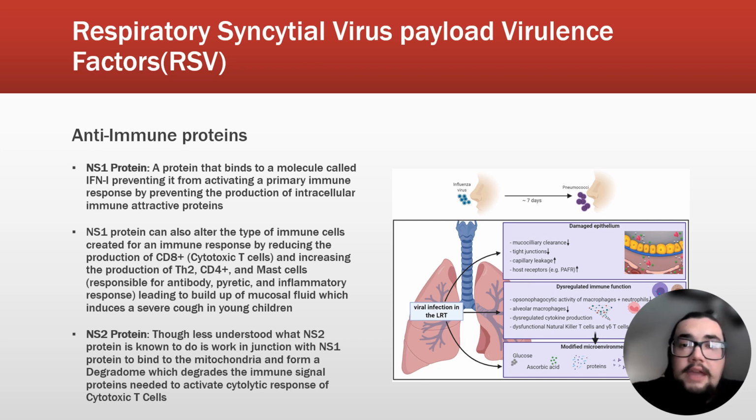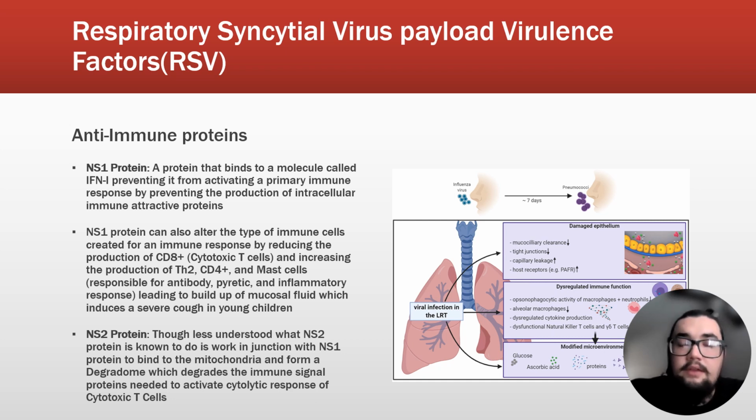So this first one that we look at, NS1 protein, is going to bind to a molecule that your host cells produce called IFN1. IFN1 is a signaling molecule produced by the host cells in our body to try and activate and attract the immune response to come and deal with whatever infection is getting into the body. NS1 protein is going to latch onto that IFN molecule and prevent it from getting out of the cell, meaning that your host cells can't attract a primary immune response, which allows RSV to remain pretty much undetected by the initial immune response once it's infected the host cell.